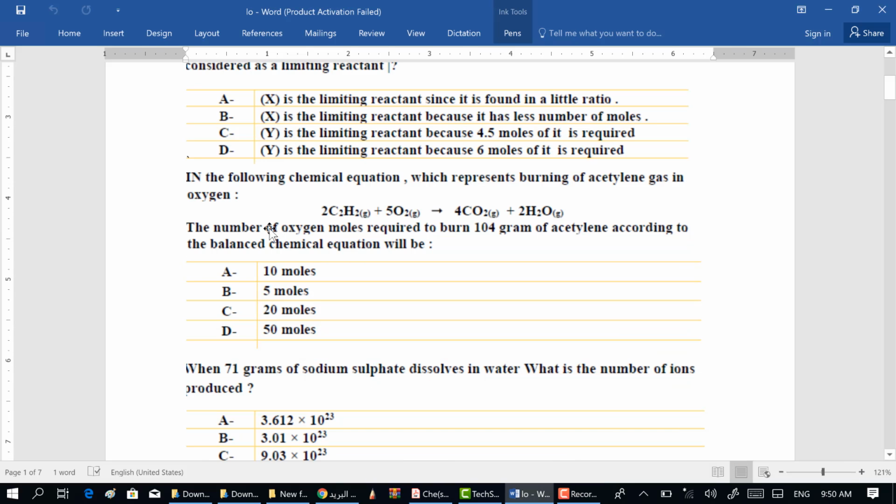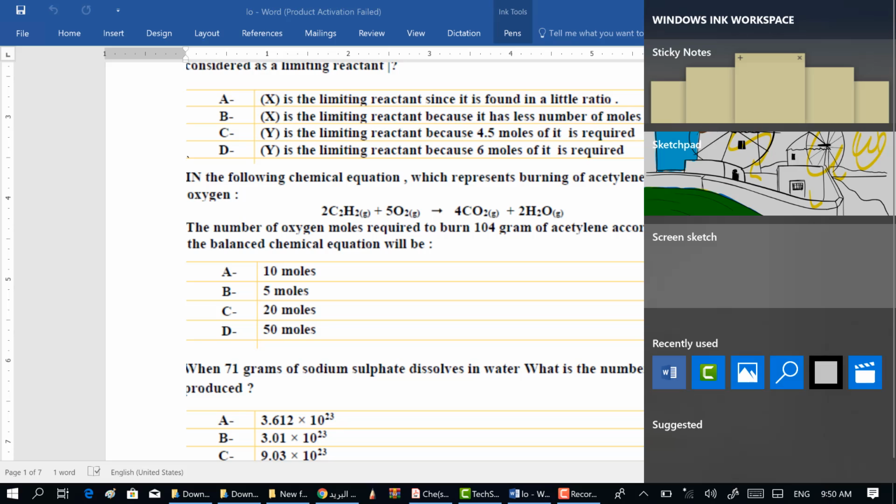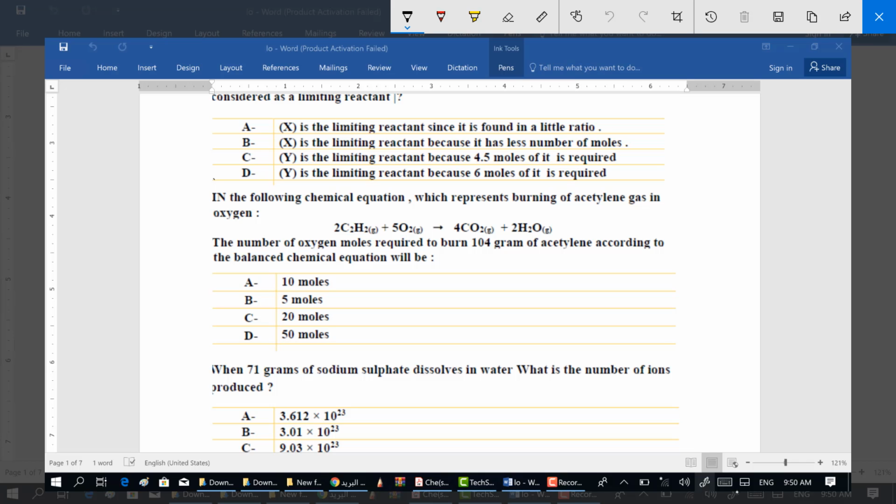The third one is in the following chemical equation, which represents the burning of acetylene. Firstly, acetylene means C2H2. The number of oxygen moles required to burn 104 gram of acetylene. So we need moles of oxygen in front of acetylene in grams. From the equation, it will be 2 and 5.